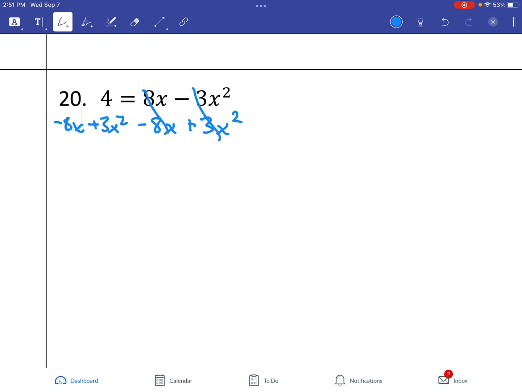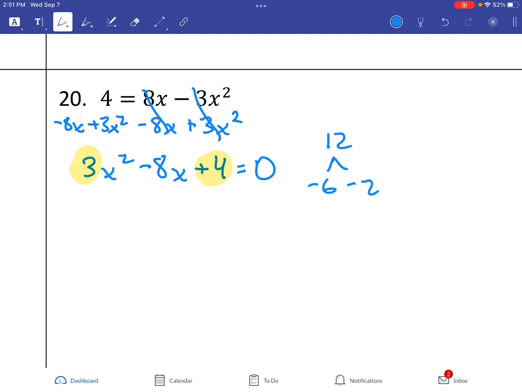So those cancel, and I'm left with 3x squared minus 8x plus 4 equals 0. Now that my x squared term is positive, it's going to be easier to factor, cause a lot less problems. All right, I'm going to take my first term and my last term and multiply them to get 12. Two terms that multiply to be 12 but add up to be -8: -6 and -2. And then take my first term of 3, use it as my denominator. Reduce my fractions, I get -2 over 1 and -2 over 3.